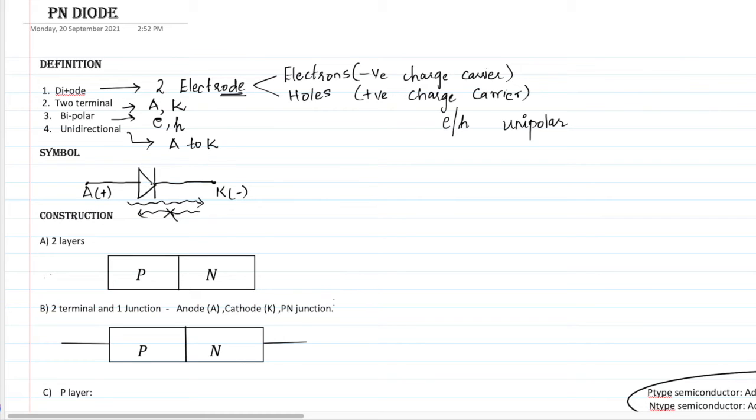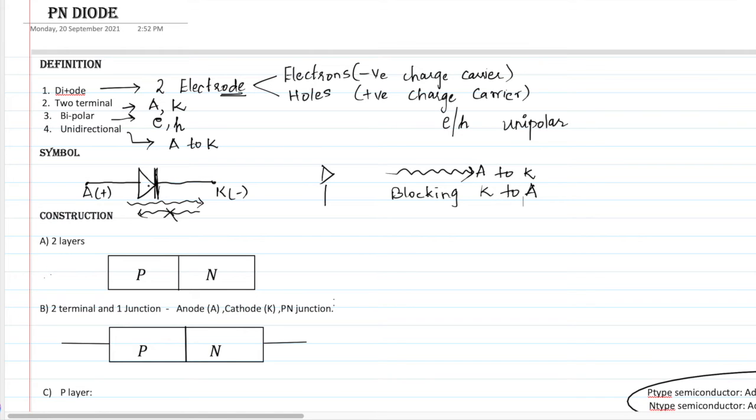And coming to the explanation of this diode, this triangle indicates the direction of flow of current. So the triangle indicates the direction of flow of current from anode to cathode. Okay, and what is this vertical bar? This vertical bar is the current blocking from cathode to anode, that is in reverse direction. Okay, so this triangle mark indicates the flow of current from anode to cathode, and this vertical bar indicates the blockage of current from cathode to anode. That's the representation of the diode.